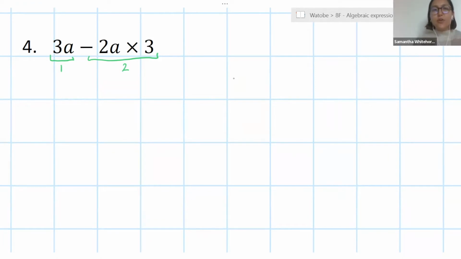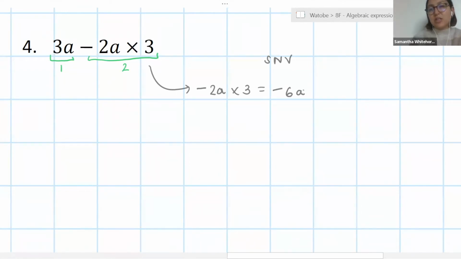Okay, guys, so if we have a look at this, like I said, the only term I can actually simplify is the second term. So if I take negative 2a and I times it by 3, again, we can use S and V to help us. If we've got a negative times a positive, I've got a negative. 2 times 3 is 6, and then the a is just there because I'm not actually multiplying a with another a. So what your expression actually is 3a minus 6a.